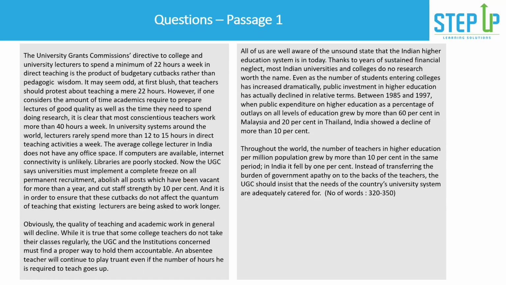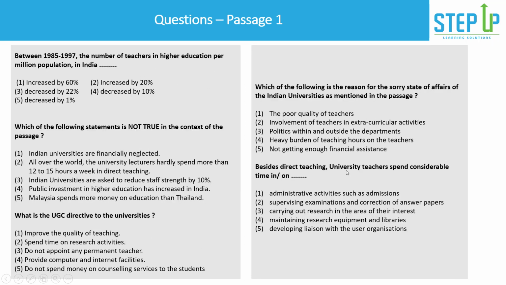By now you should have a mental map as to where it was written. As you can see, throughout the world, the number of teachers in higher ed per million population grew by 10% in the same period. The period was mentioned here, between 85 to 97. In India, it fell by 1%. This is a direct question, and I don't think you should be doing anything else but just cross-checking and marking this option. Let's move to the second question.